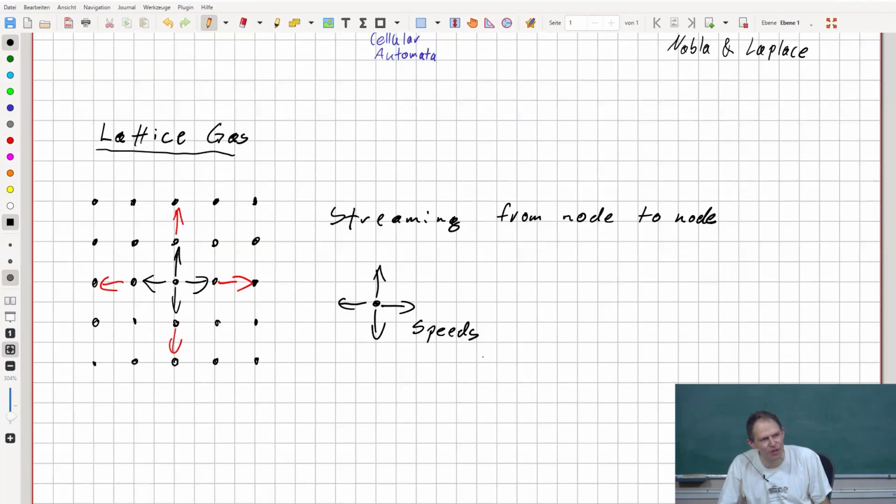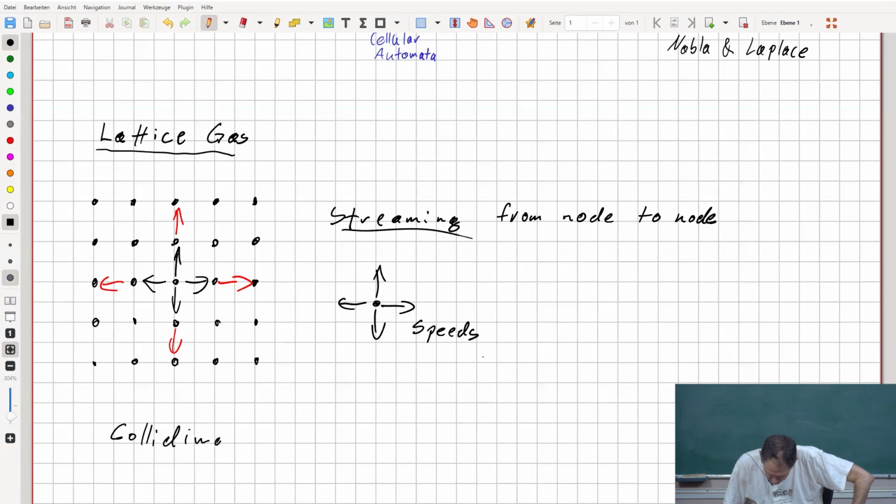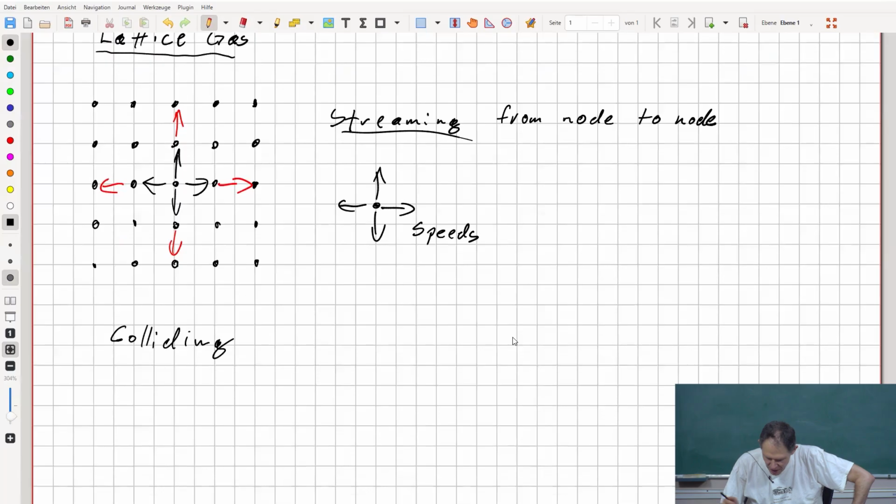This moving around of particles along these lines is of course not enough to describe how matter functions, in particular flowing matter. And there was the idea of collision. So we have streaming and colliding. On a node, particles arrive, for example, like this. And from kinetic theory, we know for a very long time, since Boltzmann, that only collisions between two particles actually matter. It's very rare that you have three particles hitting each other at the same time, so we can reduce things to binary collisions.